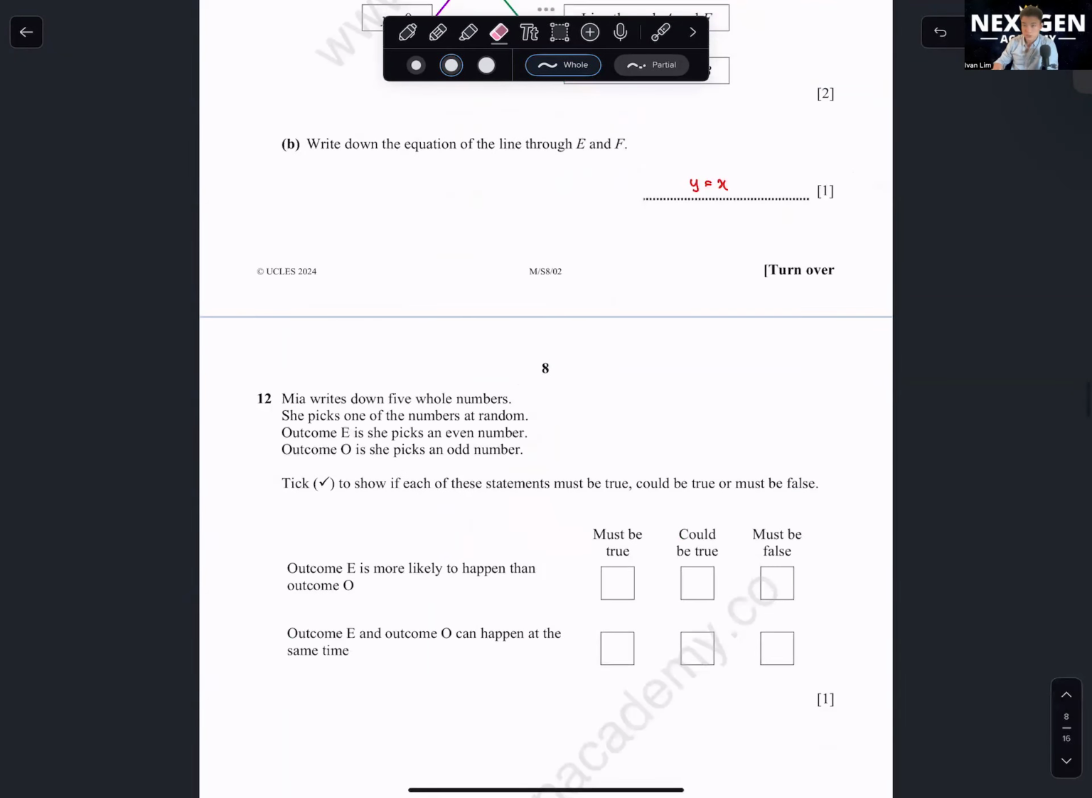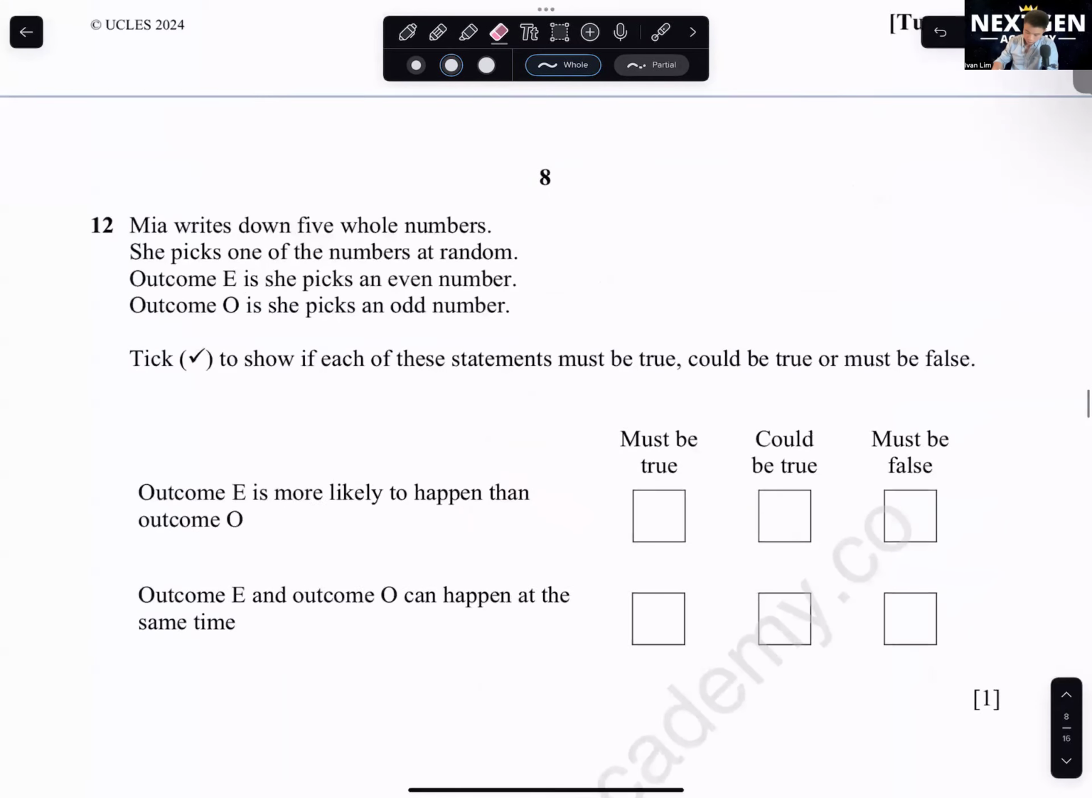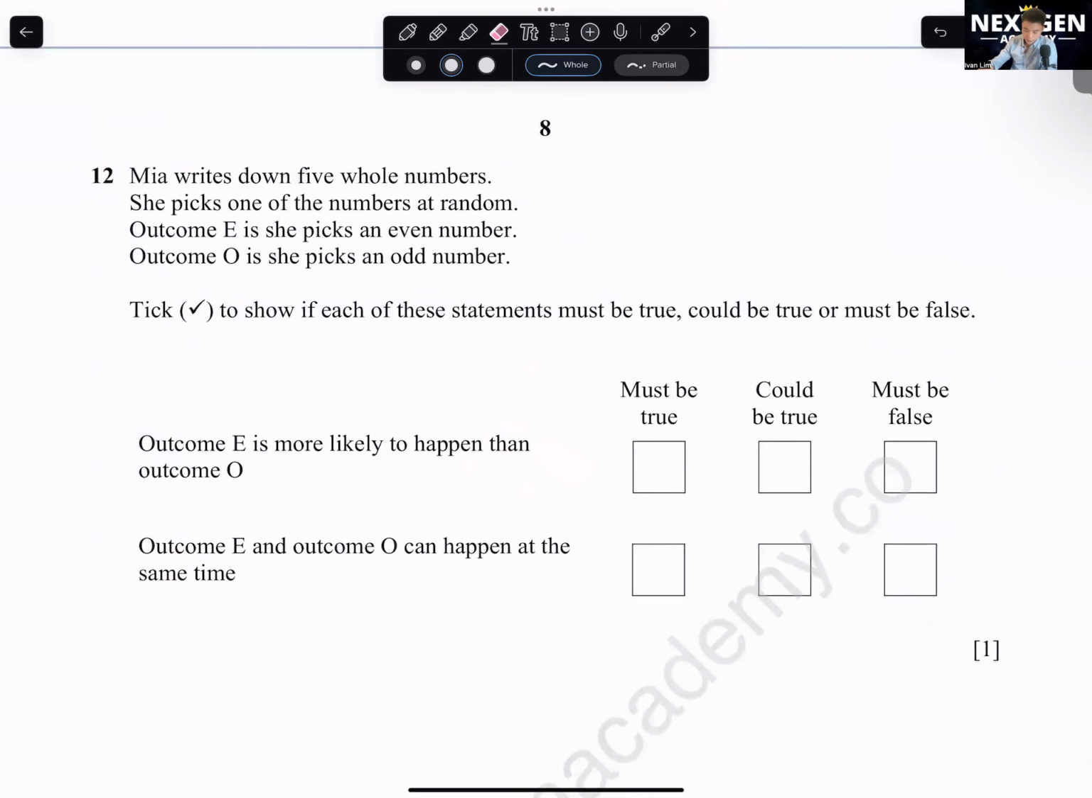Okay, let's go to question 12. Number 12. Mia writes down 5 whole numbers. She picks one of the numbers at random. Outcome E is she picks an even number. Outcome O is she picks an odd number. Tick to show if each of these statements must be true, could be true, must be false. Okay, we have here 5 whole numbers. We don't know what this whole number is. We don't assume that it's 1, 2, 3, 4, 5. We don't know.